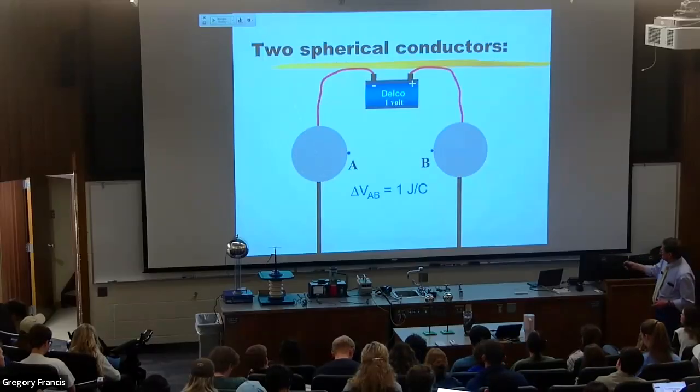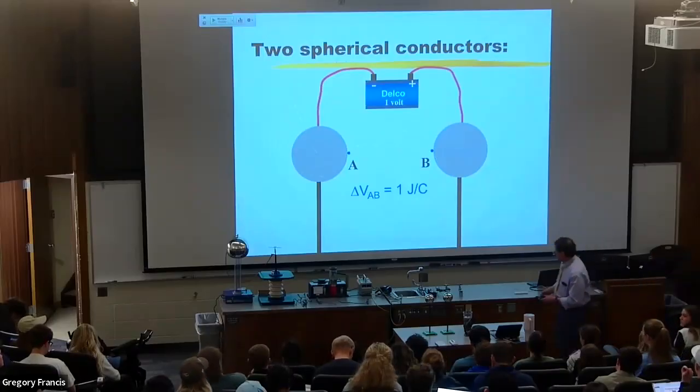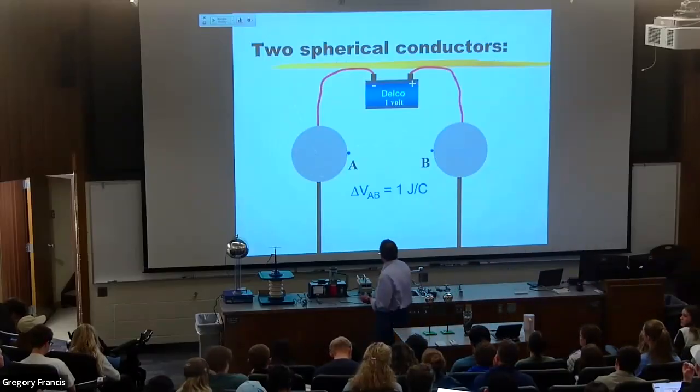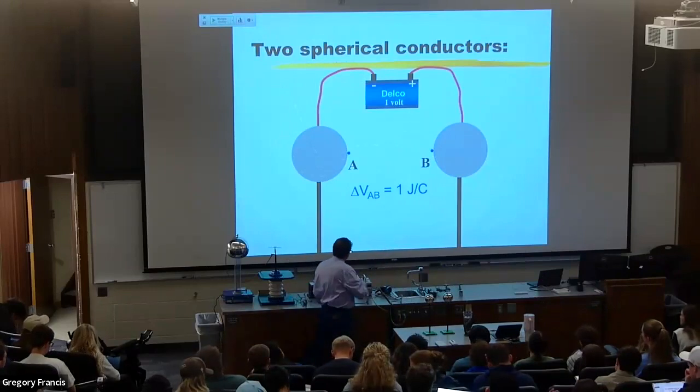get a voltage difference from A to B of 1 volt, or 1 joule for each coulomb. What that means is that I would have to do 1 joule of work to get 1 coulomb to go from A to B.